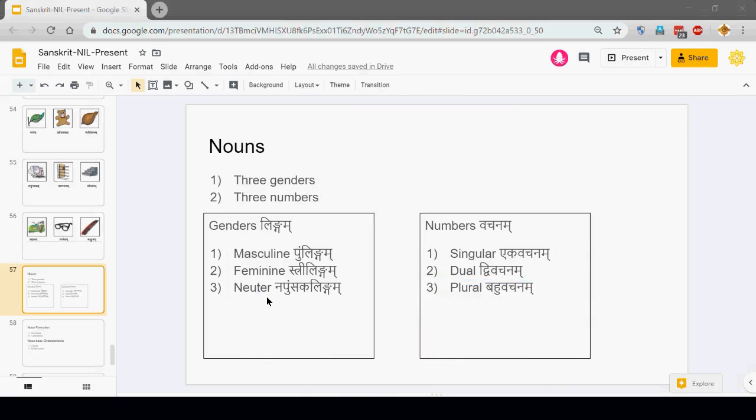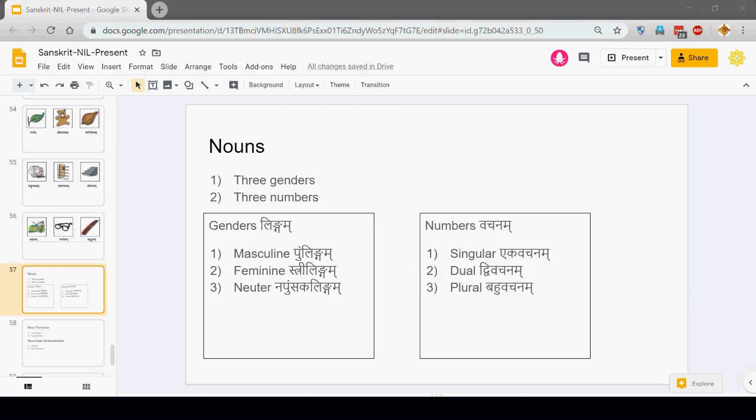So if it is pullingam, the masculine, the forms in the three numbers will be different. Like we saw Paryankaha, Paryankau, Paryankaha in singular, dual and plural. If it is a neuter word like Shayanam, the forms in the three numbers will be different: Shayanam, Shayane, Shayanani. If it is a Strilinga, there will be different forms again. We are going to study that one by one as the next part of the study.